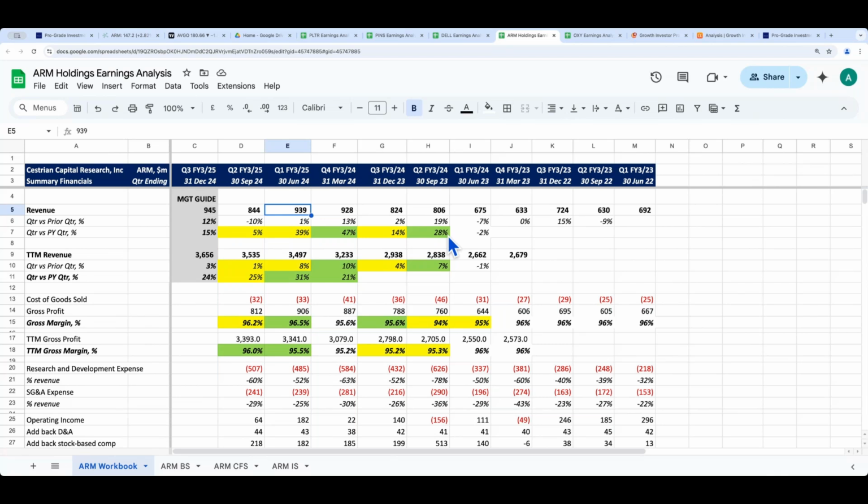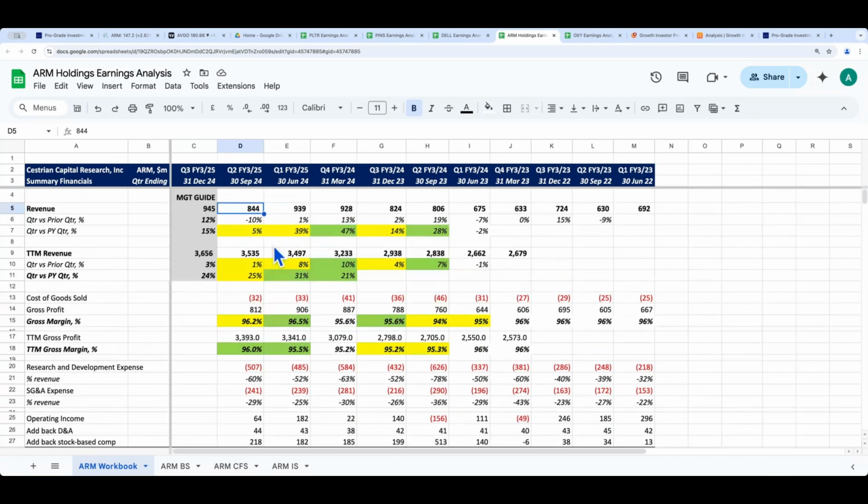Short-term, numbers aren't that great, in my opinion. So this is the quarter just reported. Growth fell to 5% year on year, down from 47% in March, 39% in June. Okay, semiconductor is cyclical for sure, but look at the TTM numbers. So 21% in March for the prior year, 31% June, 25% September, and guiding down again to 24% in December.